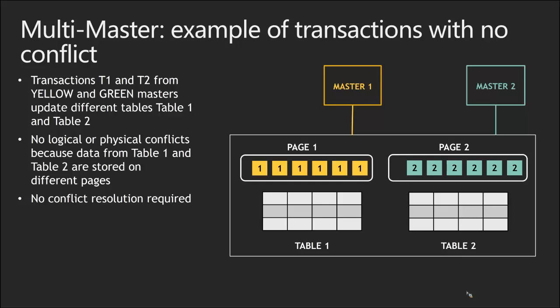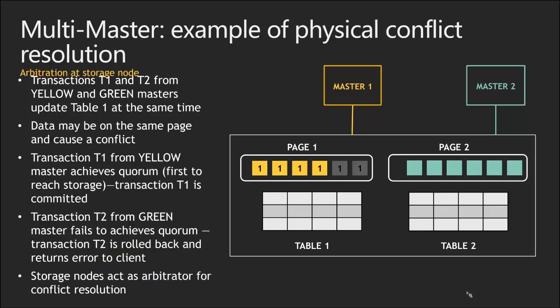Probably the easiest way to avoid conflicts is simply to divide your work between those 2 writers based on the table. If each table is being written by a different master, then there are probably not going to be any conflicts. Otherwise, let's say that we did have a conflict. Here, both of these transactions, T1 and T2, are being written to these two masters. And let's say that both of them are trying to update page 1 at the same time.